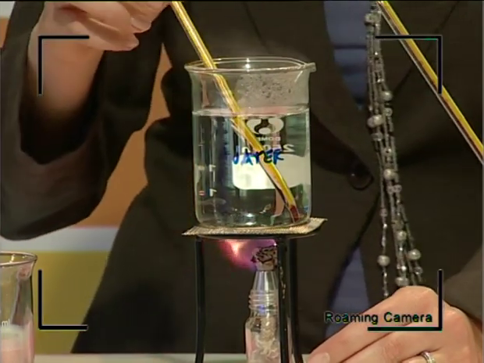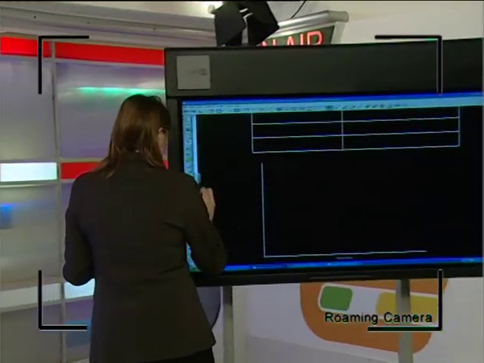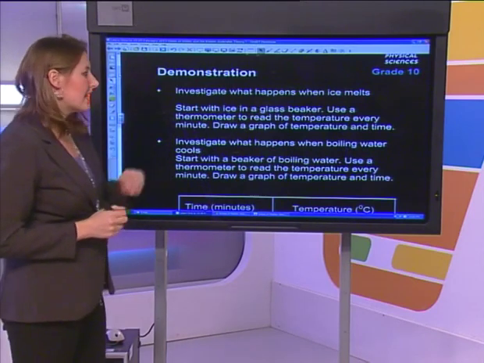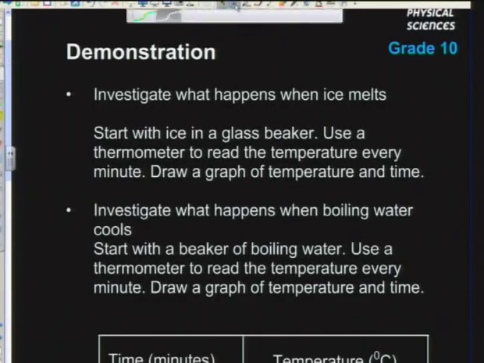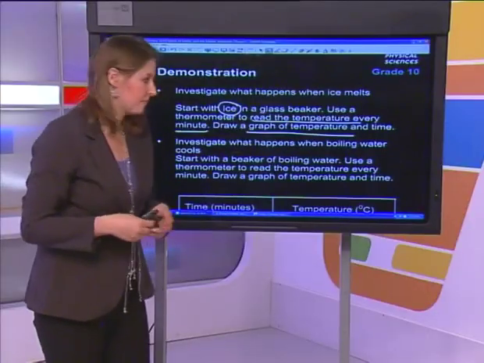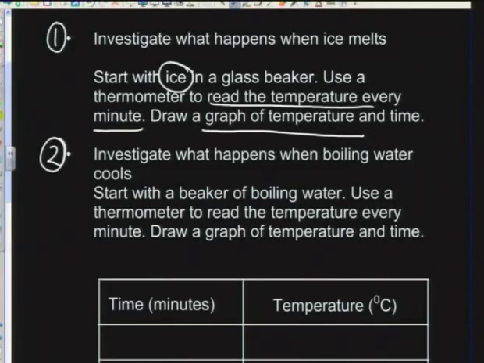What I want us to investigate, I'm going to head back to the board. Our investigation, and hopefully you can go through this yourself, is to investigate what happens when ice melts. We're going to start with some ice in a glass beaker. Use the thermometer to read the temperature every minute, and then draw a graph of what's happening to the temperature over the course of time. A second investigation, so that could be our number 1 and number 2: investigate what happens when boiling water cools, so that would be called a cooling curve.